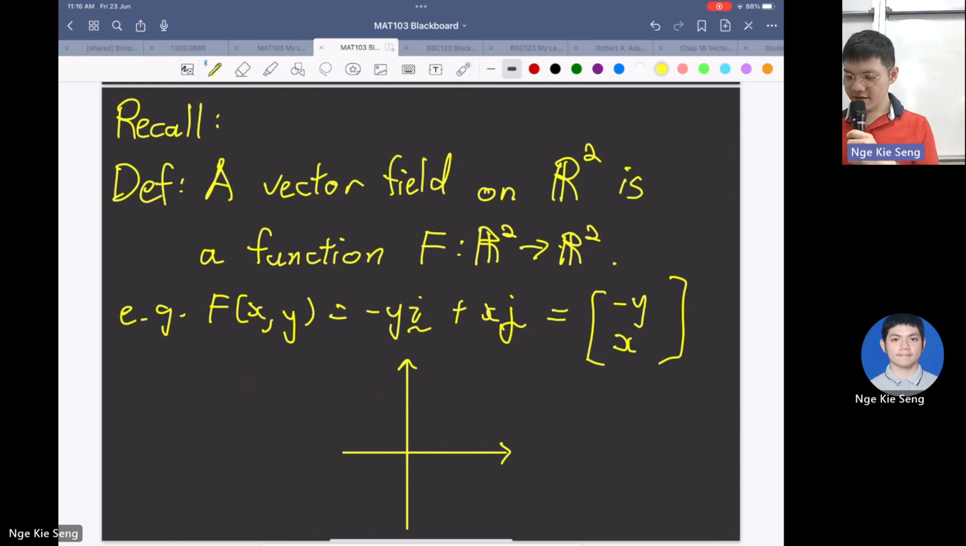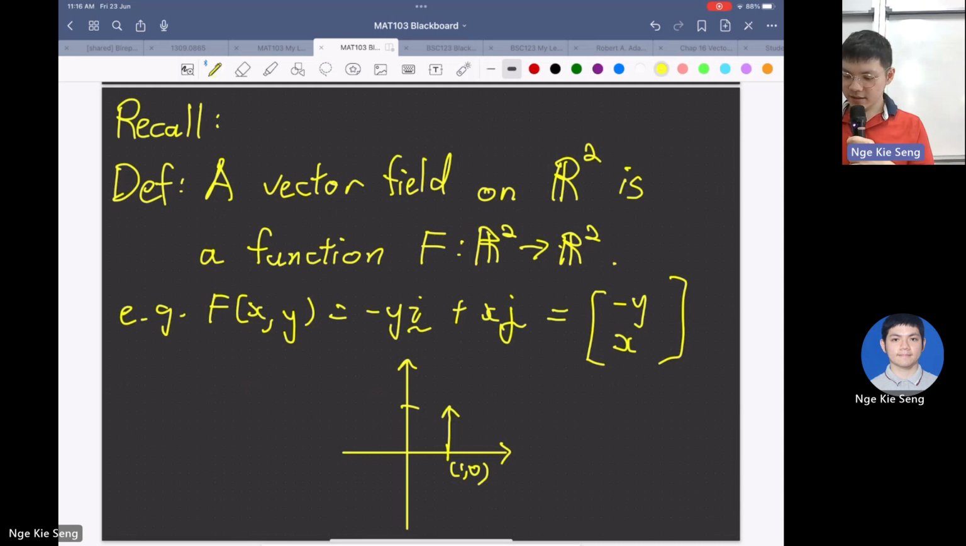So you send, well, what do you send? You send 1, 0 to 0, 1. Okay, so at 1, 0, you have 0, 1. Let me plot this point.